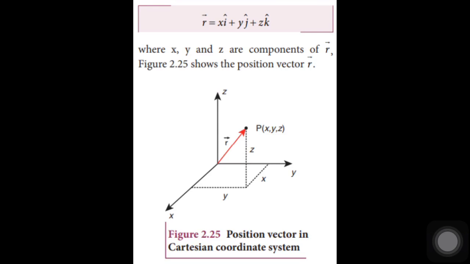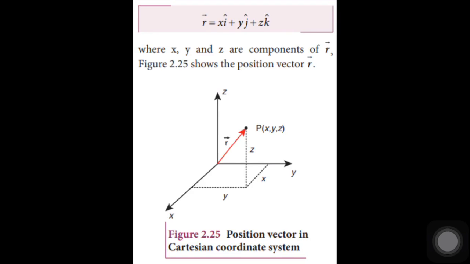We draw a straight line from the origin O to that point, and its direction is from the starting point O to that point. The vector we are drawing is known as the position vector of a point. Here we are considering a point P. Let the point be P(x, y, z).